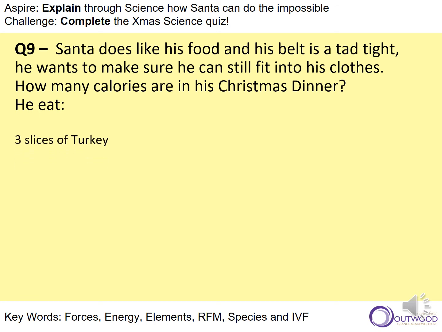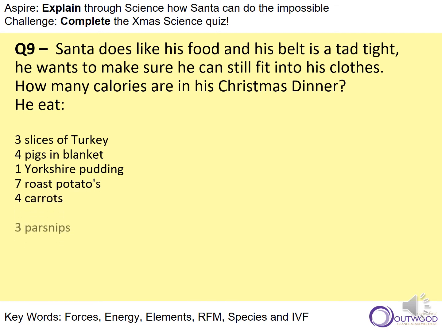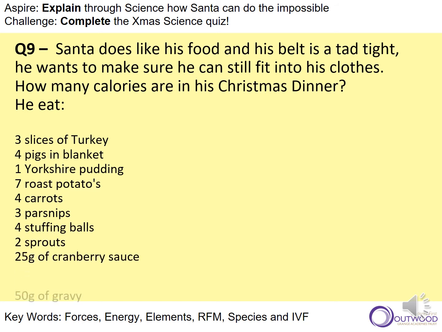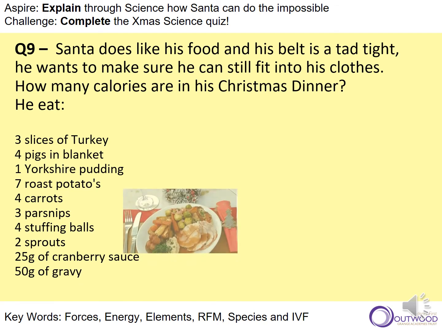So he has eaten 3 slices of turkey, 4 pigs in blankets, 1 Yorkshire pudding. I know some of you might disagree with the idea of Yorkshire pudding being in a Christmas dinner, but most of us are in Yorkshire. 7 roast potatoes, 4 carrots, 3 parsnips. I prefer the honey ones, to be honest. 4 stuffing bowls, 2 sprouts, 25 grams of cranberry sauce. He's obviously clearly measured this out, and 50 grams of gravy.